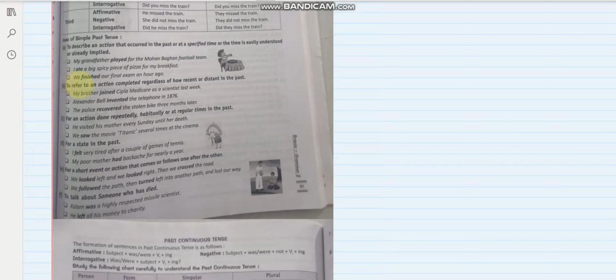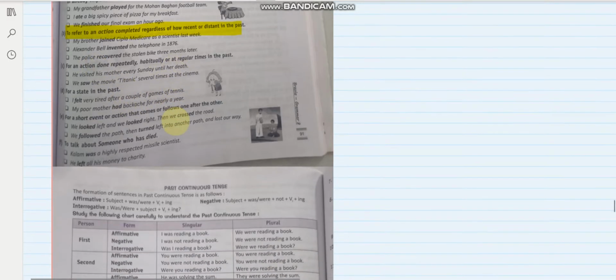The second is to refer to an action completed regardless of how recent or distant in the past. Like if I say, my brother joined Cipla Medicare as a scientist last week. So here I have not specified the time, but it is somewhere in the past. Similarly, for an action done repeatedly, habitually, or at regular times in the past. He visited his mother every Sunday until her death.